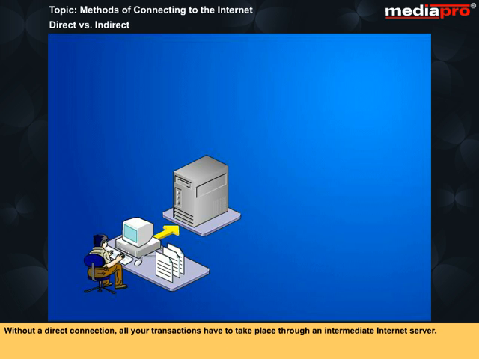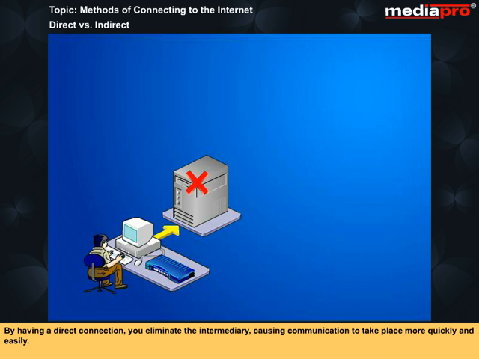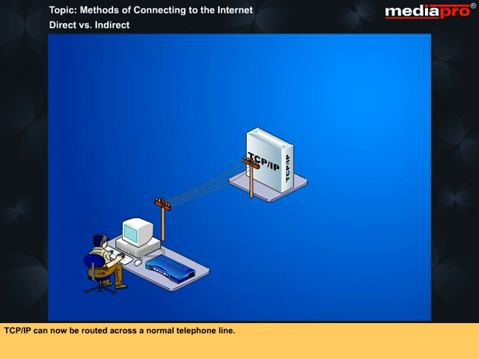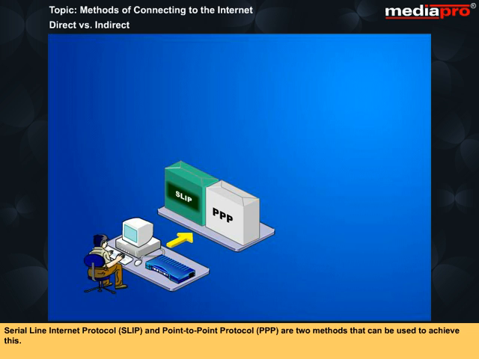Without a direct connection, all your transactions have to take place through an intermediate internet server. By having a direct connection, you eliminate the intermediary, causing communication to take place more quickly and easily. Recent advancements have made it easier to connect to the internet directly. TCP/IP can now be routed across a normal telephone line. Serial Line Internet Protocol (SLIP) and Point-to-Point Protocol (PPP) are two methods that can be used to achieve this.